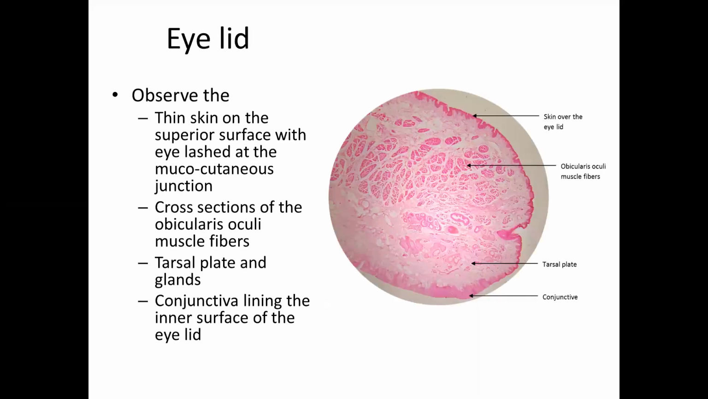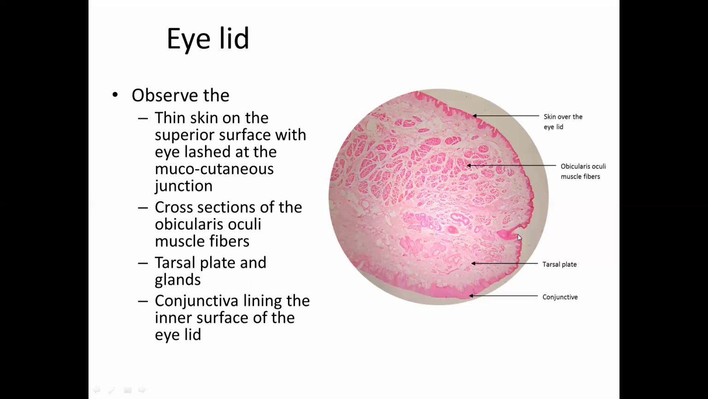Now the first slide is an H&E and it's a low power view. This is a slide of the eyelid. It's a cross section of the eyelid. Here you can see the skin overlying the eyelid, which is thin skin and forms the upper or the superior surface of the eyelid. You can see the dermal papillae, you can see the keratin, the dark pink area is the keratinized epithelium, and you can see these areas for tiny hairs. And then it comes down like this, going round the eyelid.